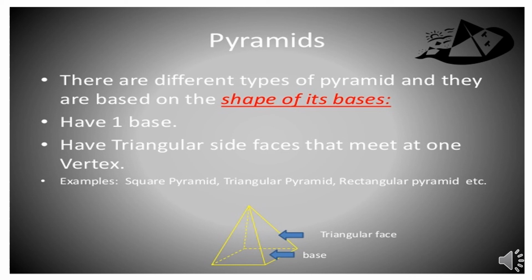Pyramids. We have discussed about pyramids a lot in our previous lessons. Remember that? Right? There are different types of pyramid and they are based on the shape of its bases. It has one base, with triangular side faces that meet at one vertex. For example, square pyramid, triangular pyramid, rectangular pyramid, etc.